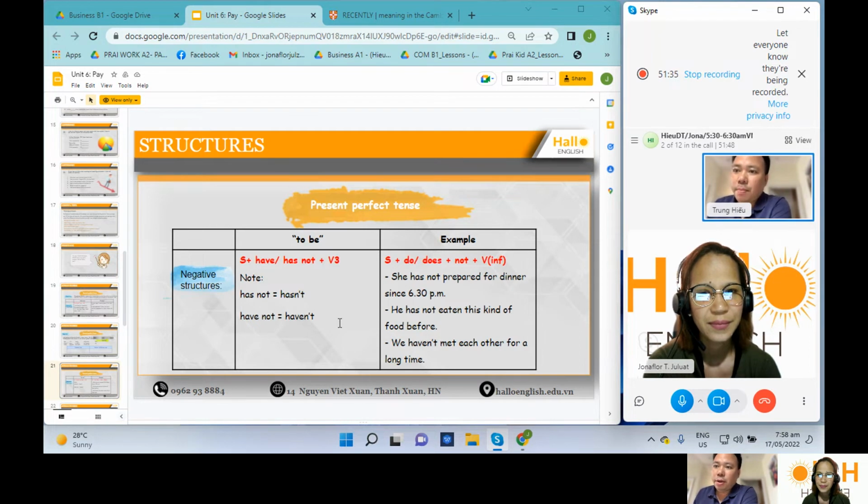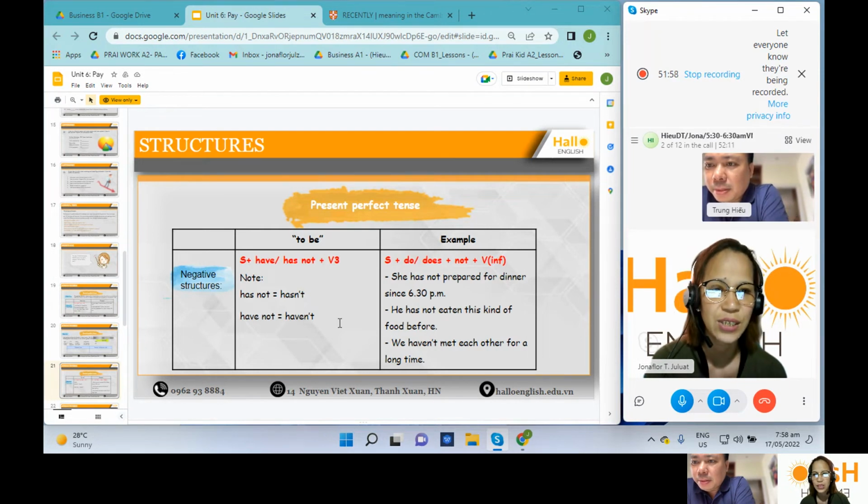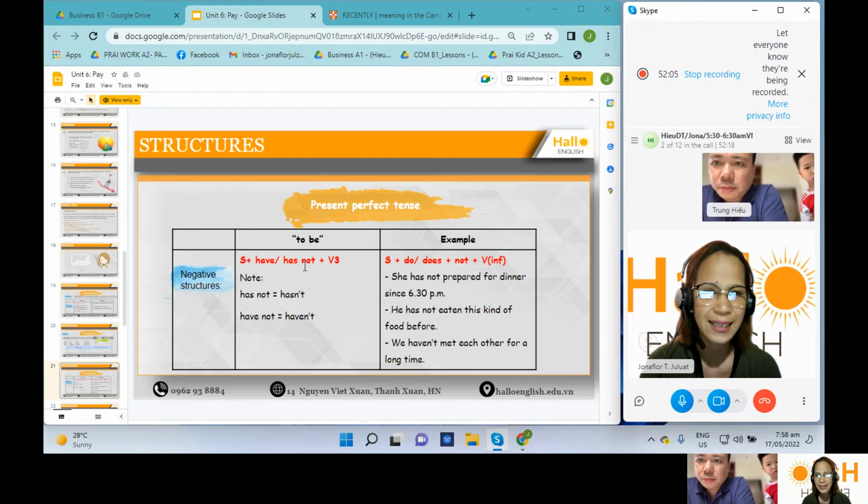She has not prepared dinner since 6:30 p.m. He has not eaten this kind of food before. And the last one, we haven't met each other for a long time. So those are some examples of negative structures for present perfect tense, the use of have not and has not.